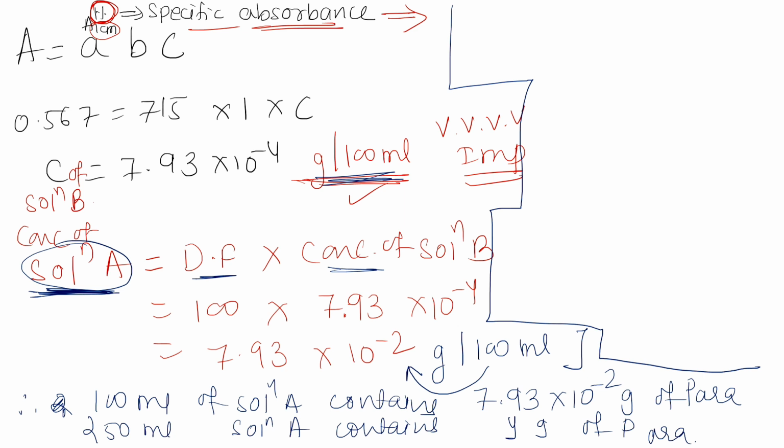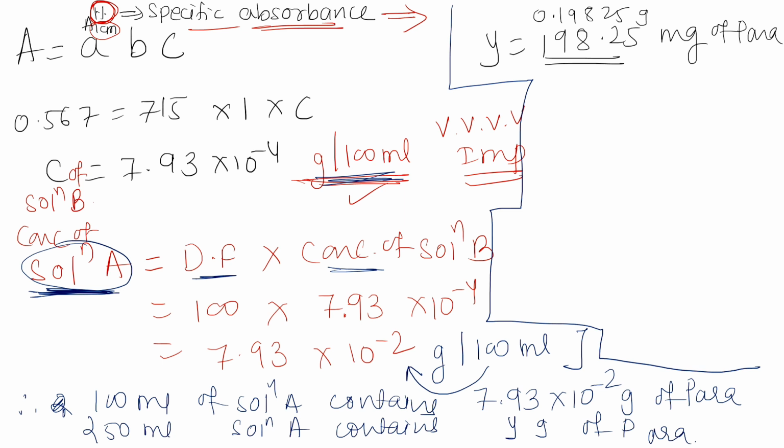Okay, let me change the color. Okay, here. So this y after the cross multiplication is coming out to be 0.198. Okay, so it is 198.25 milligrams. I have just converted it. Okay, the actual answer in grams was 0.19825 grams. So this much milligrams of paracetamol. Now this is present in 250 ml, right? But 250 ml mein ye kahan se aaya? Because I had added 180 milligrams of tablet powder into it. Barabar? So that means 180 milligrams of tablet powder contains 198 milligrams of paracetamol.